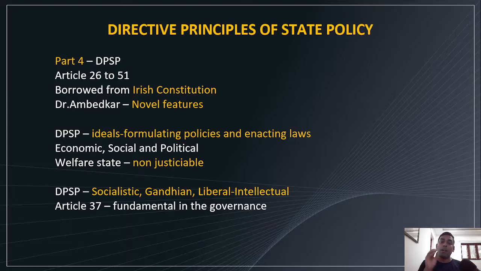So these are justiciable in nature. These are enforceable by a court of law. And DPSP has socialistic, Gandhian and liberal intellectual principles. But formally, in our Constitution, there is no such categorization. Our Constitution does not classify DPSP as socialistic, Gandhian and liberal intellectual. But for better understanding, we can divide DPSP into these three categories: socialistic, Gandhian and liberal intellectual.